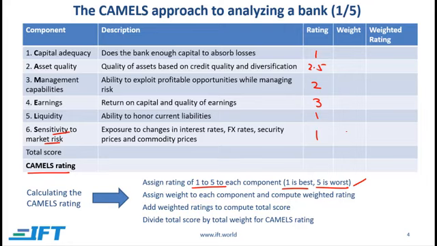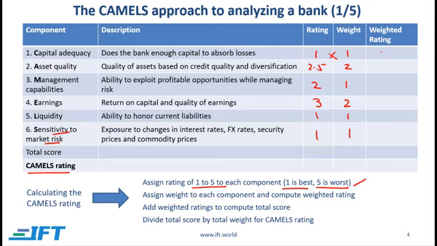The next thing we do is assign a weight to each of these components. Now, this is based on our judgment. We might believe that a particular component is more important in our analysis relative to another component. Now, let's just say that over here, we believe that capital adequacy has a weight of 1. We believe that asset quality is extremely important. So we allocate a weight of 2 over here. And then let's say management capabilities gets a weight of 1. Earnings gets a weight of 2, and these final 2 components get a weight of 1. We then come up with a weighted rating, which is simply a product of these 2.